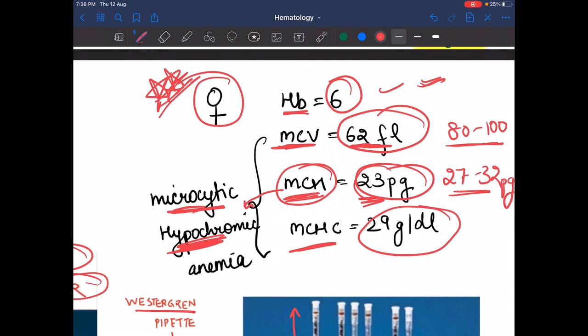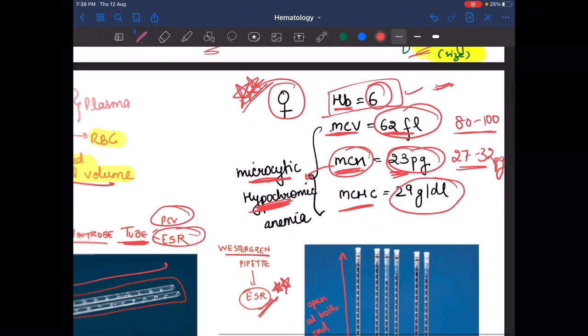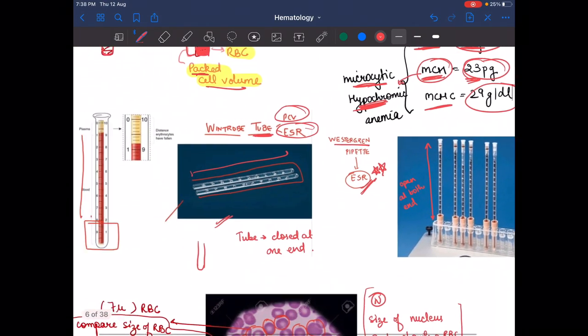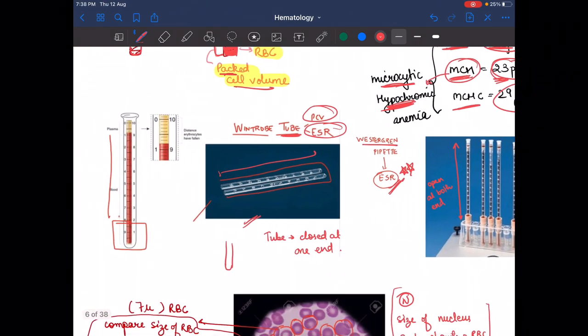So here the condition is microcytic, hypochromic, and hemoglobin is low. It means that it is anemia. So the female has microcytic, hypochromic anemia. Now I am going to tell you about some tubes. These are image based questions which will come in the exams.